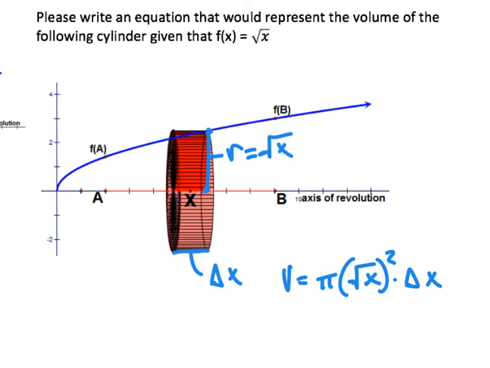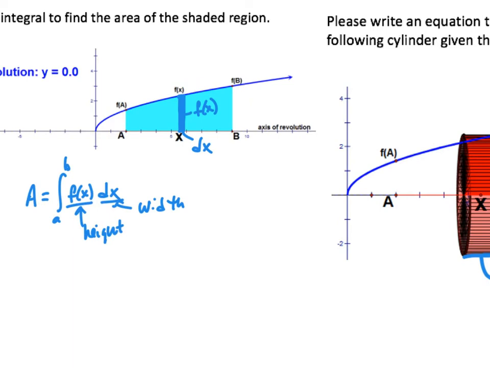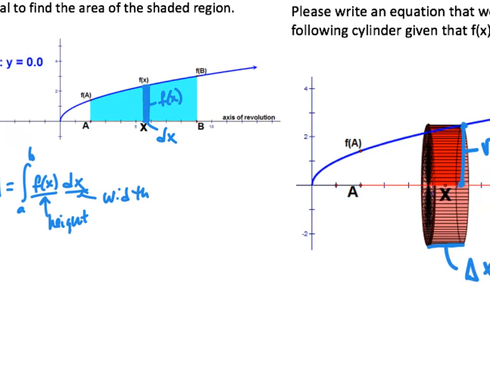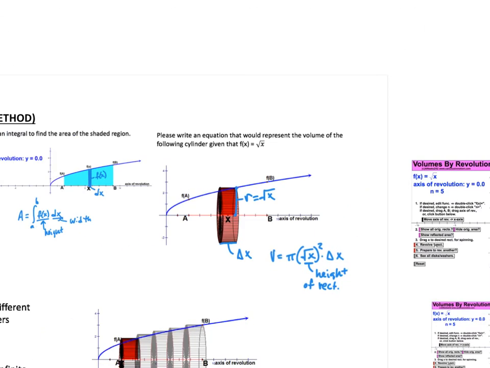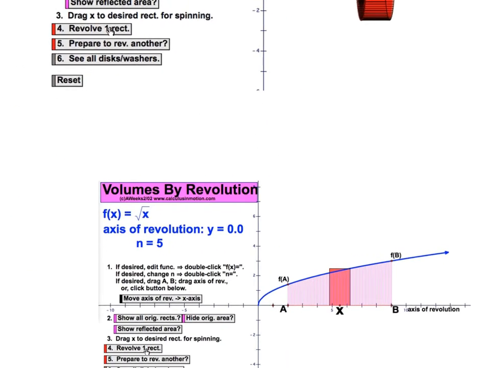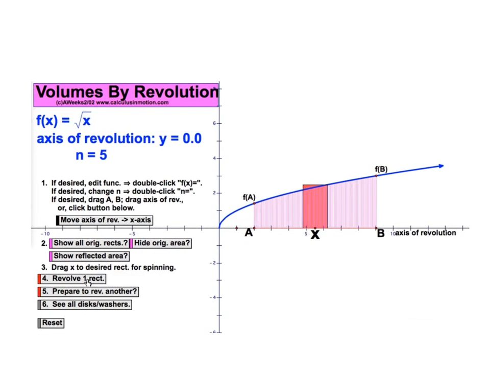Now remember what the square root of x was. This was just the height of our function, of our rectangle, okay? That was found over here, all right? That height, this radius, is really just this distance from this function to the axis of revolution, okay? So now let's take this a step further, okay? And let me come down here to this other video, and let me play this.